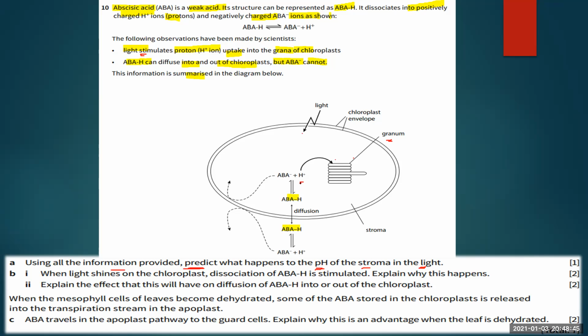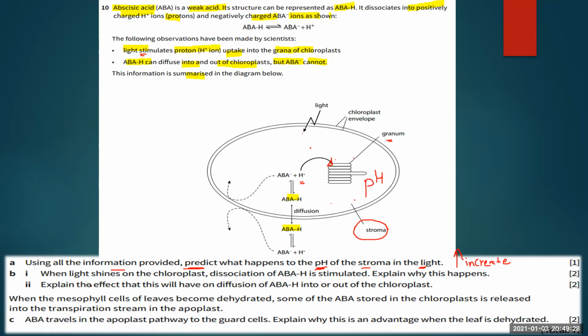So now compare. This hydrogen is being taken up by the granum, right? So what do you think will be the pH of the stroma? It entered as a whole, but then it dissociates and hydrogen goes here in the granum, right? So what would happen to the pH of the stroma? If you compare these two, the pH of the stroma would actually increase, right? Because if you compare the stroma and the granum, the pH here would increase. Okay, so they ask us to predict.